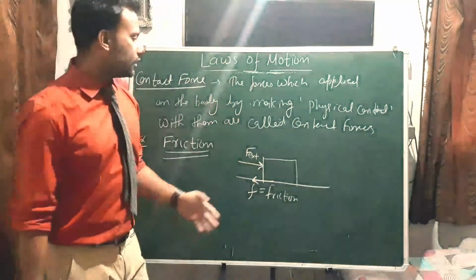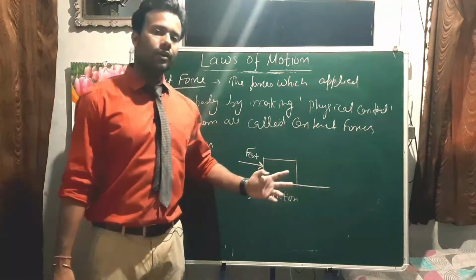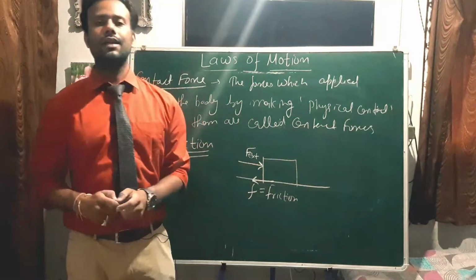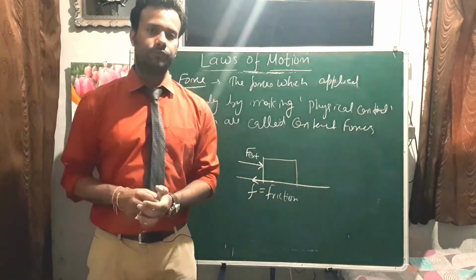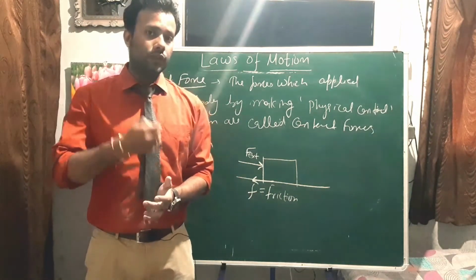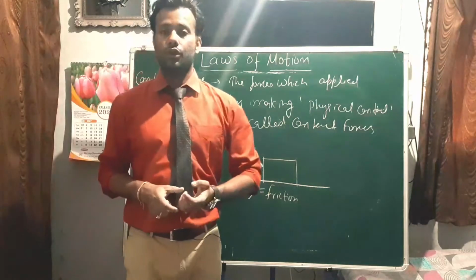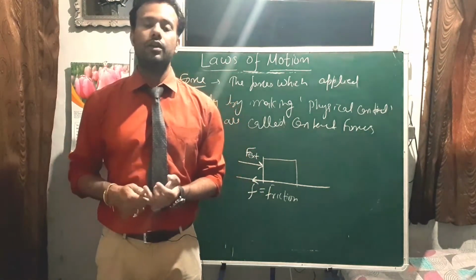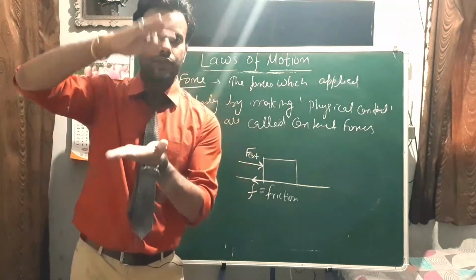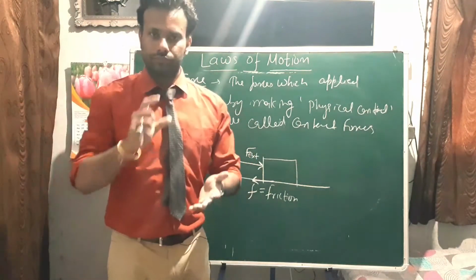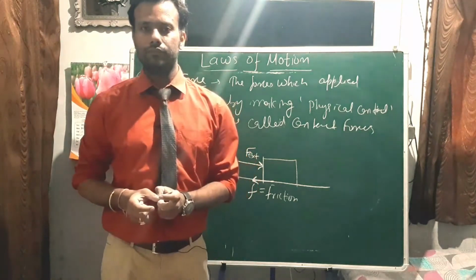Now imagine if this box is not touching the table. This was lifted in air. So will there be this friction force? No. There will be no friction force between this box and the table, because there is no physical contact between the box and the table.